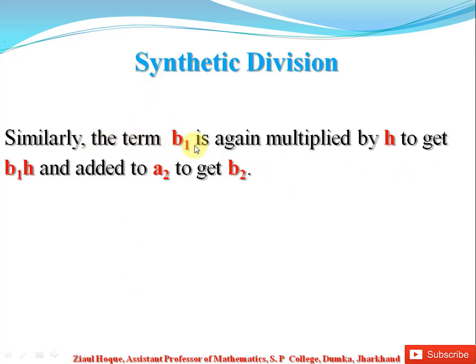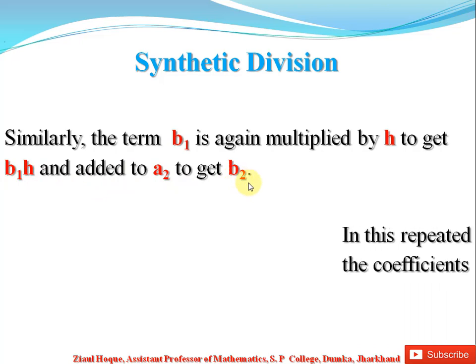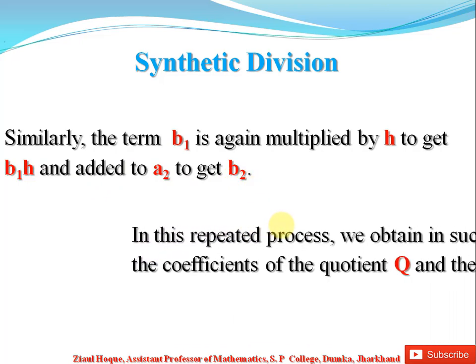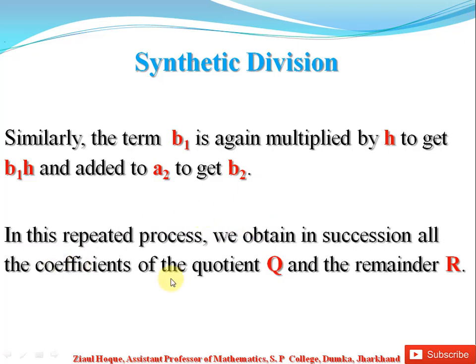Similarly, the term b1 is again multiplied by h to get b1h and added to a2 to get b2. In this repeated process, we obtain in succession all the coefficients of the quotient q and the remainder r.